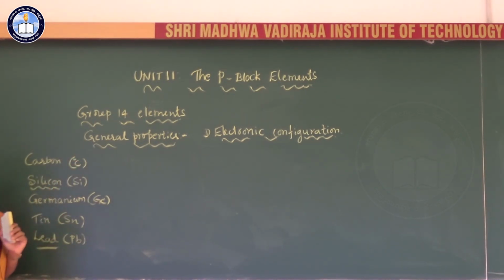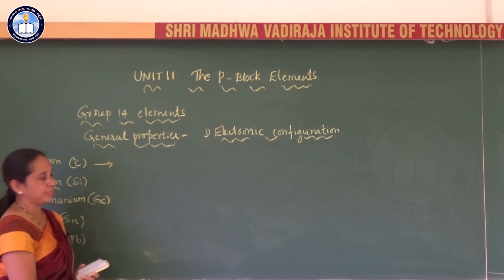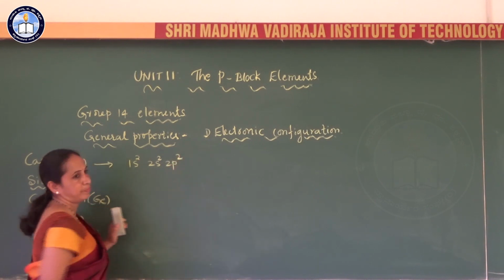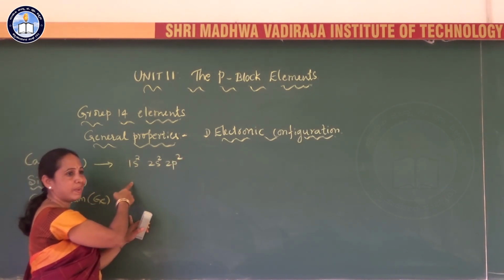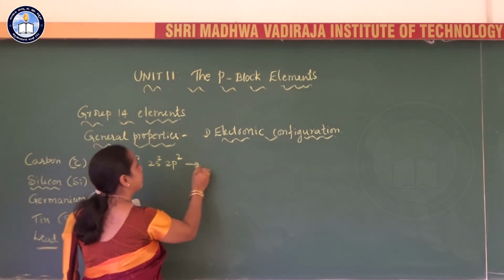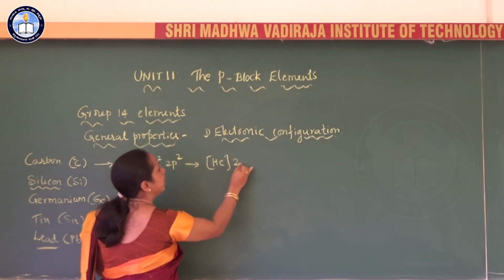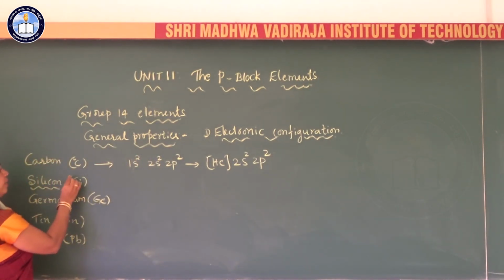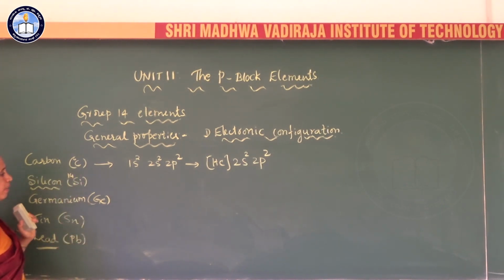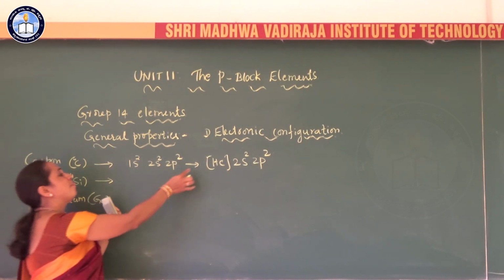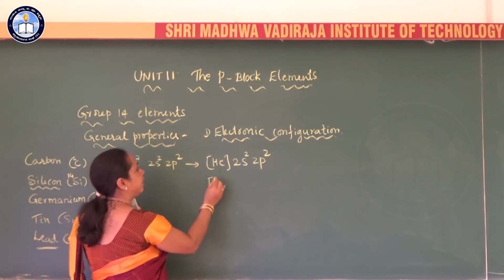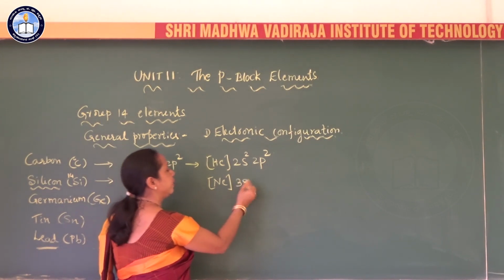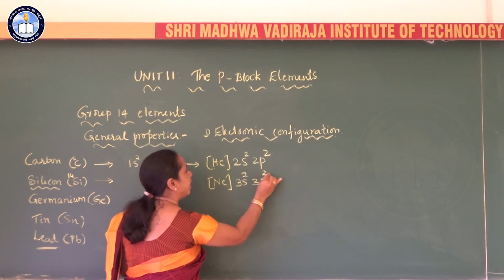Carbon's atomic number is 6, and its electronic configuration is 1s2, 2s2 and 2p2. 1s2 is the electronic configuration of the noble gas helium, so outside it there are 2s2 and 2 electrons in the 2p orbital. Next, silicon: its atomic number is found to be 14. Its electronic configuration is the noble gas before it, neon, and after neon 2 electrons in the 3s orbital and 2 electrons in the 3p orbital.